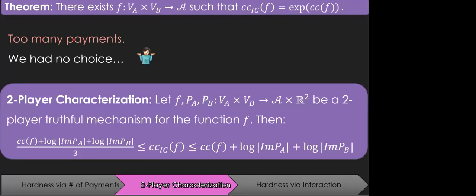3 factors. The first one is the communication complexity of the function. The second factor is the log of the size of the image of the payment scheme of Alice, and the third one is the log of the size of the image of the payment scheme of Bob. And note that this characterization indeed implies that the only way to obtain an exponential gap between computing and implementing a two-player function is having the number of payments be doubly exponential in the communication complexity of the function, because otherwise you can't get an exponential gap between ICF and CCF in this setting.